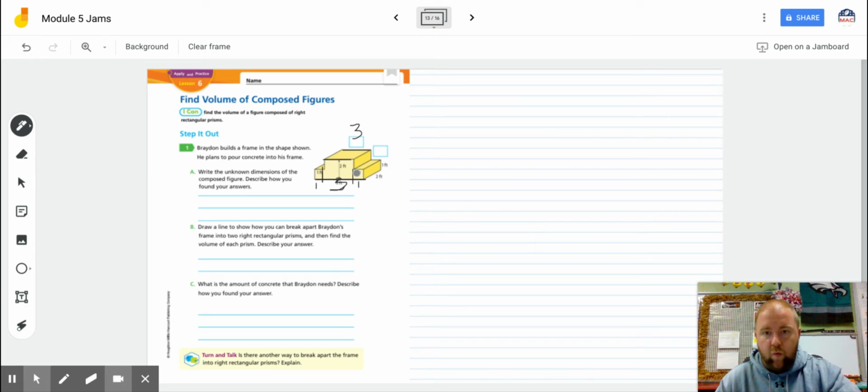And if this is a 1, directly across from that is a 1. So I would say that is a 1 as well. Okay, so those would be the missing amounts there.